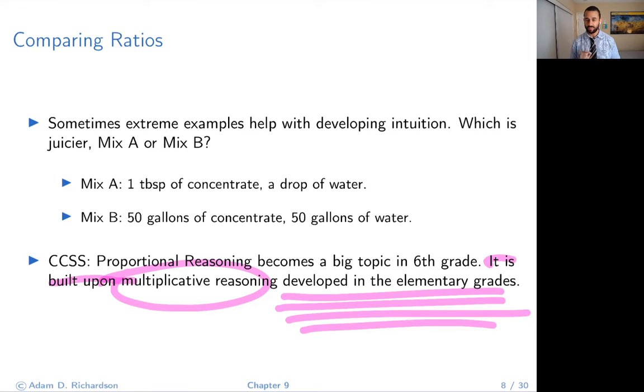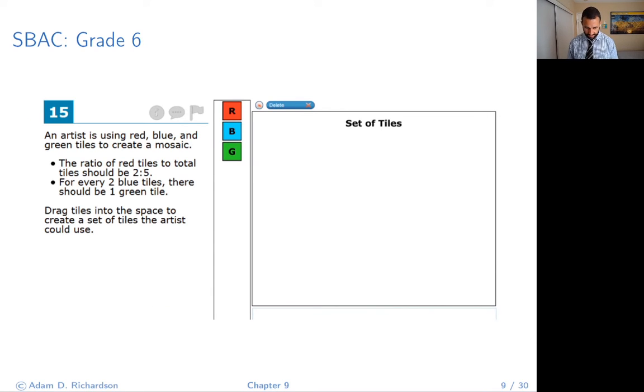So we've got to catch them early and make sure that they have the tools and the skills to make sense of these problems, not just algorithms, right? Not just algorithms. Okay, so here's an example.